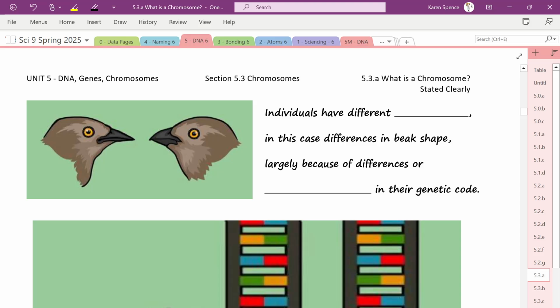Individuals, so for example, these two birds, they have different, in this case, beak shape. What do we call those things like beak shape? Traits. They have different traits like beak shape. And one of the reasons that we're looking at these birds, have you guys heard of Darwin? You've heard of Darwin? Yeah. What's Darwin really famous for? The theory of evolution. And do you know where he went that sort of inspired his ideas about evolution?